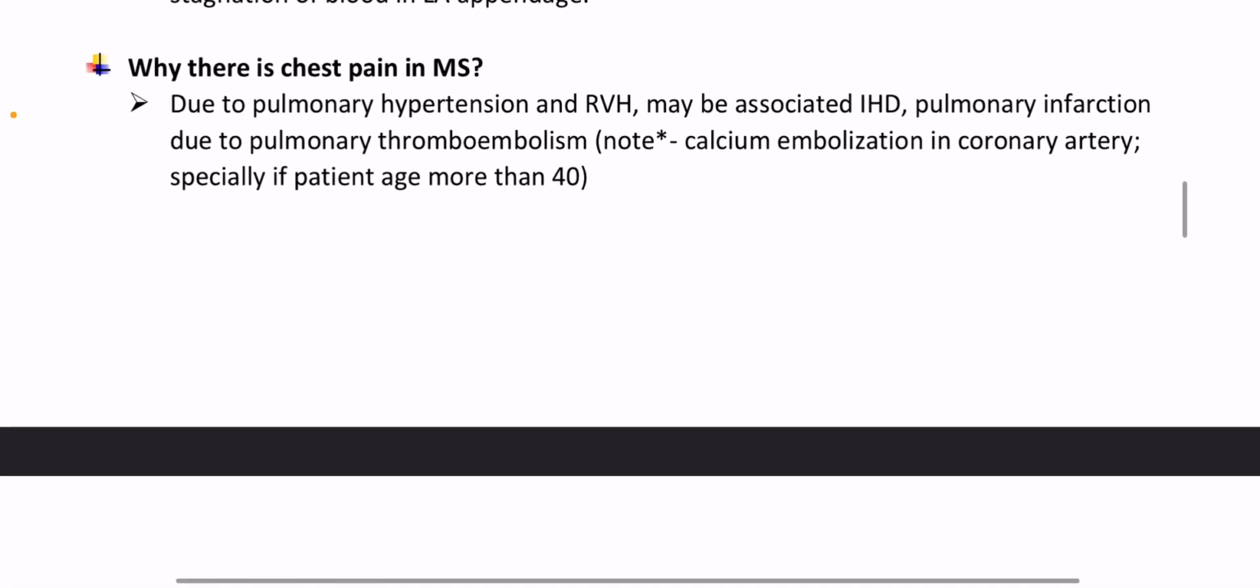Why is there chest pain in mitral stenosis? Due to pulmonary hypertension and RVH. It may be associated with ischemic heart disease, or pulmonary infarction due to pulmonary thromboembolism. Note: calcium embolization in the coronary artery, especially if the patient's age is more than 40 years.